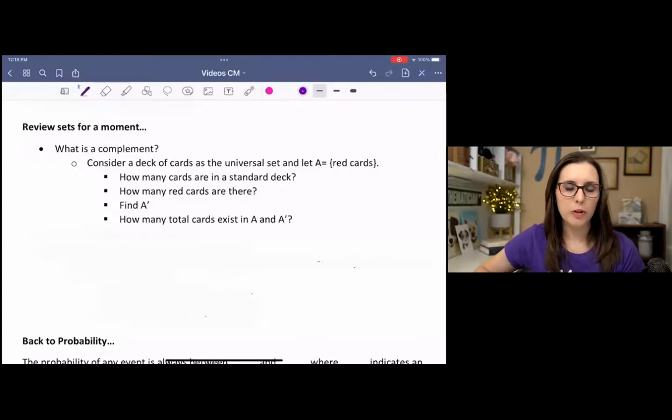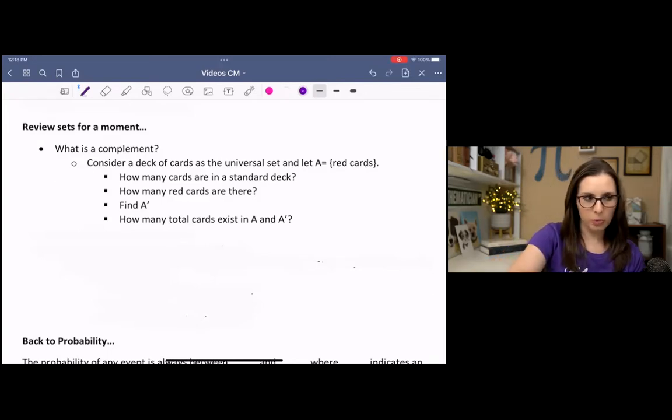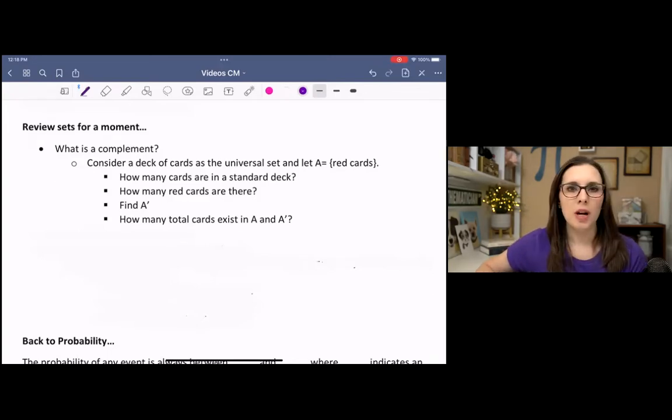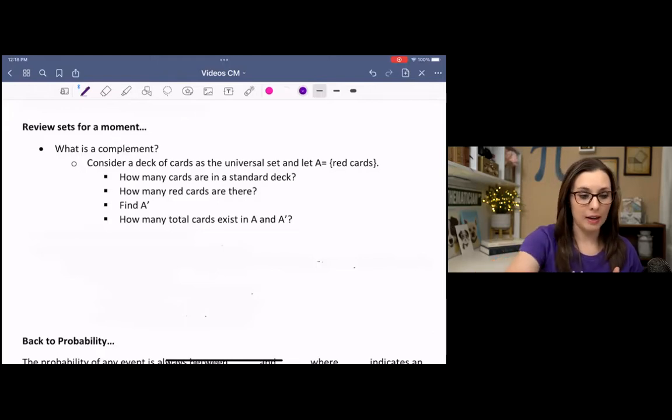Hey y'all, in this lesson, we're going to be using the complement of sets to learn about probability when you see the word not in the problem. So if we review complements of sets for just a second, what is the complement? If you remember from previous lessons, the complement of a set A is everything in the universal set that's not in A.